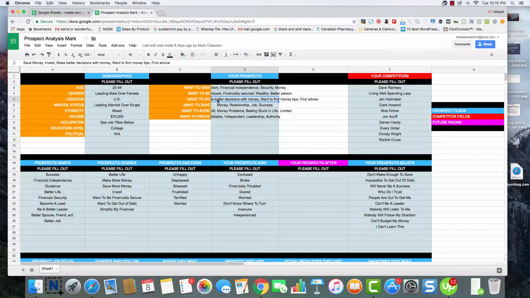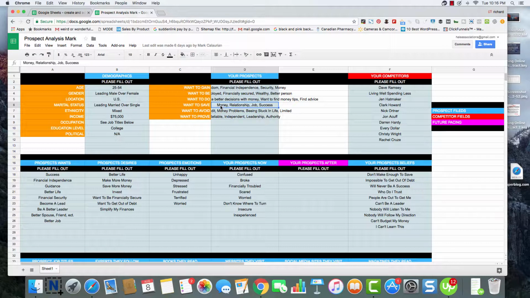So this is what we found when we looked at the market. What do they do? Well, they save money. They invest. They make better decisions with money. They want to find money tips and advice. This was what they want to do. What do they want to save? They want to save money. Even some of them want to save relationships.